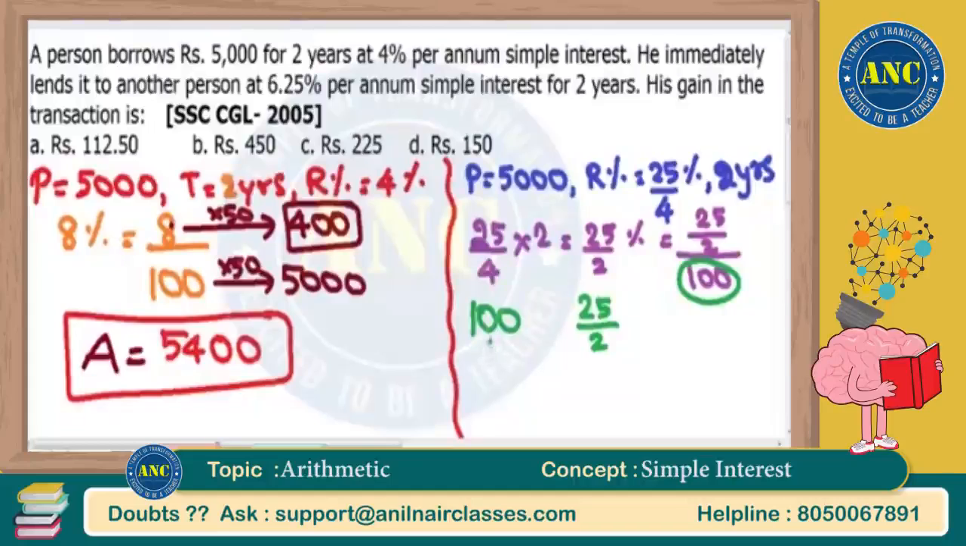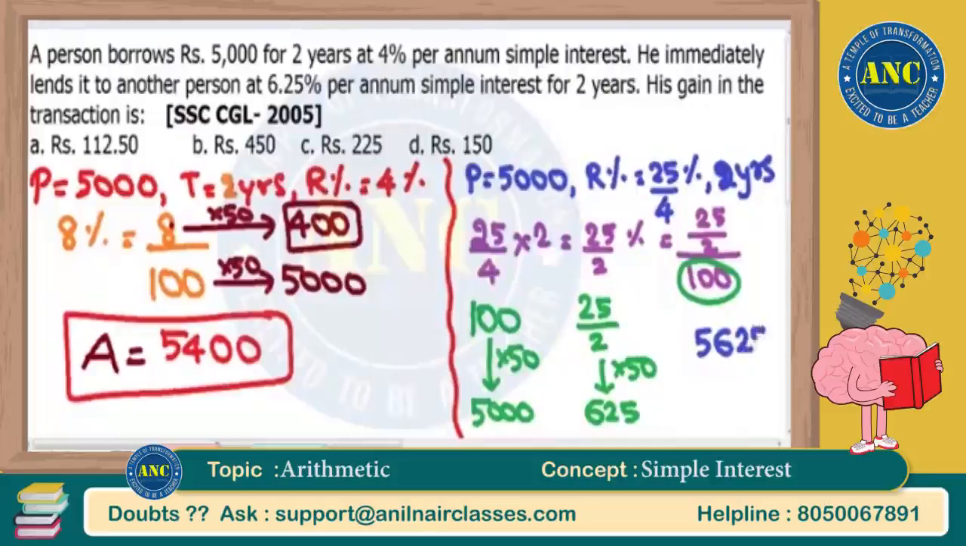But the question says, I am not taking 100. I am taking 5,000. 100 into 50 is 5,000. 25 by 2 into 50. How much is it? 25 by 2 into 50 is 25 into 25, which is 625. That means in this case, I am giving 5,000 plus 625, 5,625. First case 5,400. Next case 5,625. How much am I gaining? 225 rupees. I am totally gaining 225 rupees in the transaction by doing such a scenario.